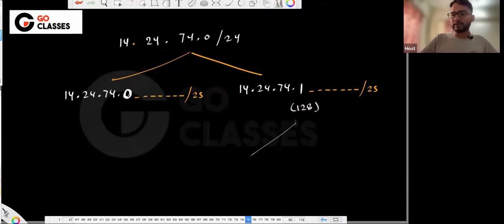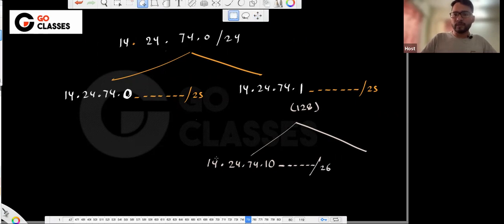and then you will divide this into multiple parts, maybe just 2 parts for now, and then you will say if this is 14.24.74.10, and then these are the 6 bits, right? 1, 2, 3, 4, 5, 6. These are the 6 bits. Then you will say it is just one of the blocks. Similarly, since these are fixed, this is slash 26.